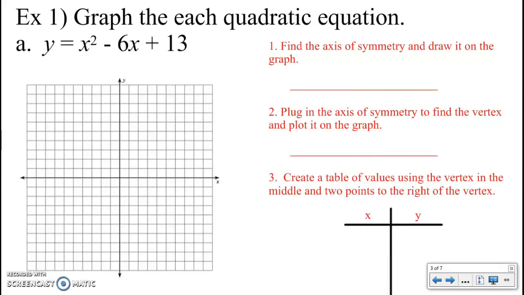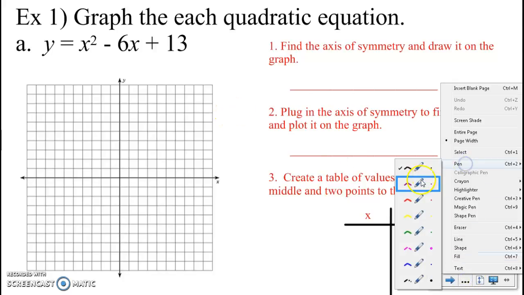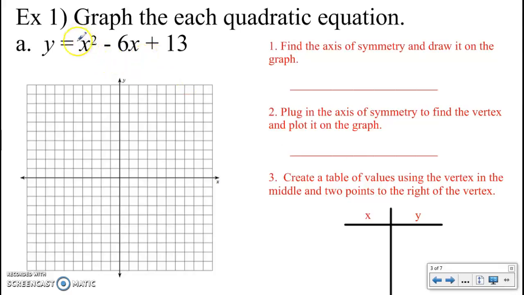Okay, so if you remember from the previous lesson, we are going to go ahead and label our a, b, and c, so we can use those. So I have a, which is 1, b is -6, and c is 13. So to find the axis of symmetry, we're going to do the opposite of b. So since it's a -6, it's going to be positive. And then it's always over 2 times a. And in this problem, our a is 1. Okay, so 6 over 2 times 1 simplifies to 6 over 2. So 6 over 2 gives us 3.